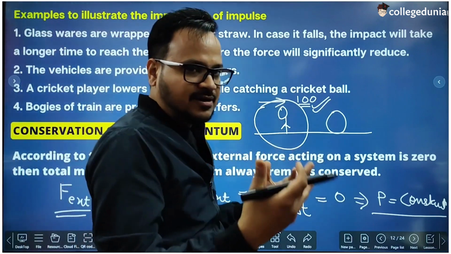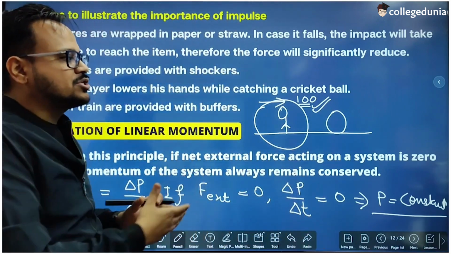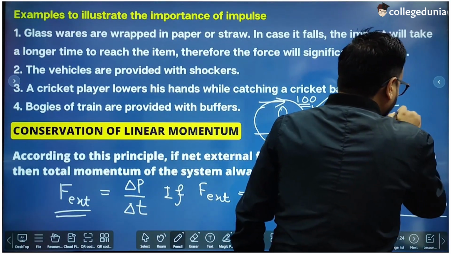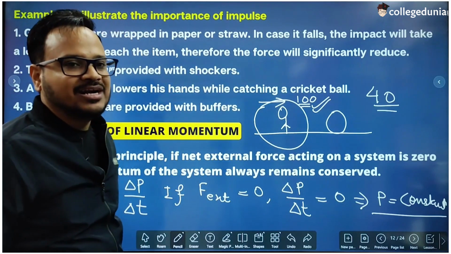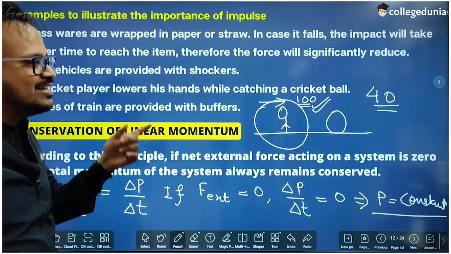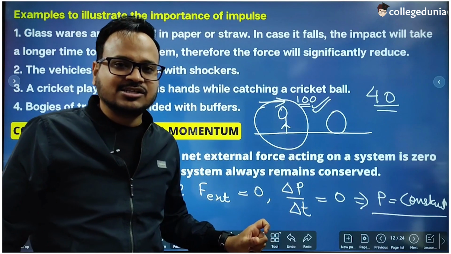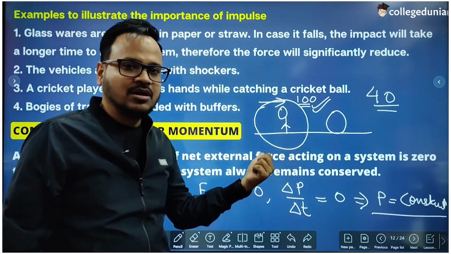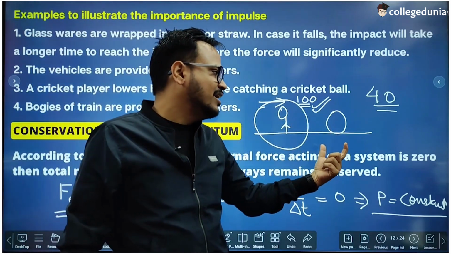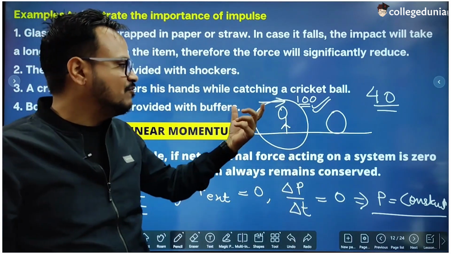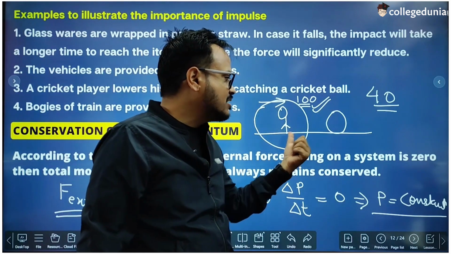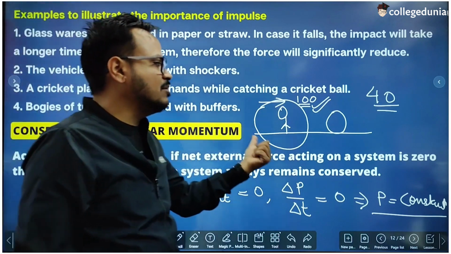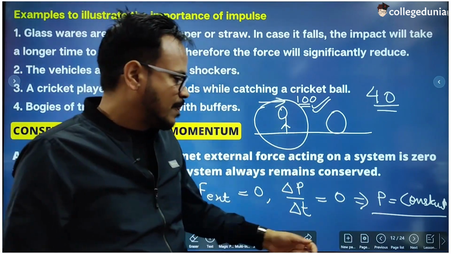Suppose this boy does not stop after kicking the ball and the boy has a momentum of 40 units. That means the ball will gain a momentum of 60 units, so that again the sum is 100. So it's up to us. If we consider this boy as part of this system, then the law is valid because the internal force becomes 0. And if we do not consider this boy as part of this system, then also the law is valid because then this kick becomes the external force.